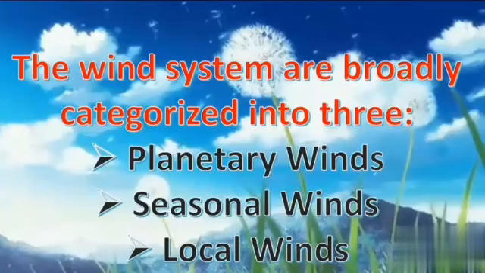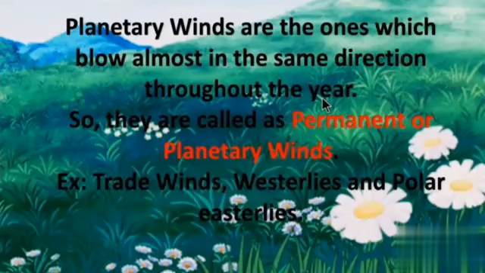The wind systems are broadly categorized into three types. First one, planetary winds. Second one, seasonal winds. Third one, local winds. Planetary winds are the ones which blow almost in the same direction throughout the year. So these winds are called permanent winds or planetary winds. Examples: trade winds, westerlies and polar easterlies.